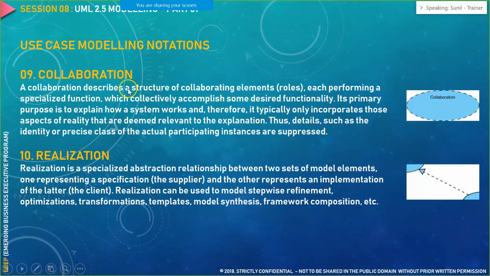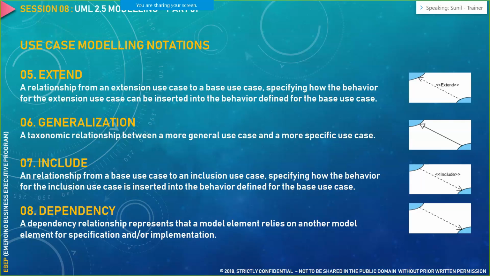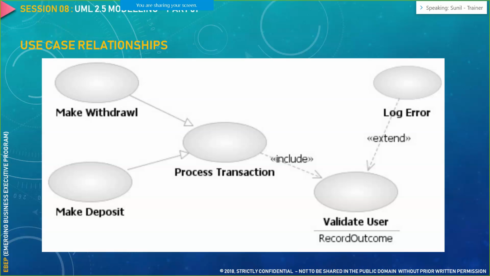In actual projects you won't be using collaboration and realization that much, but the other 8 elements that I showed you: use case, actor, system boundary, association, extend, generalization, include, and dependency are the 8 elements under the use case model that you would be using extensively. Collaboration and realization have been added to the UML infrastructure very recently, so you may not use them at this point of time.